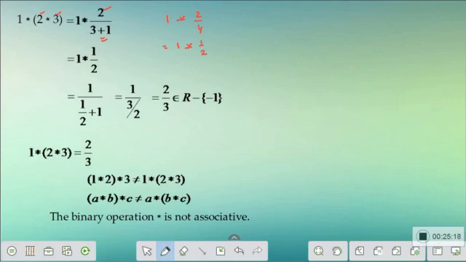Now you have the first element as 1 and second element as 1 by 2. You can see the first element in the numerator, second element plus 1 in the denominator. That simplifies to 1 by 3 by 2, which is nothing but 2 by 3. Again, this is also an element from the given set. So 1 star 2 star 3 equal to 2 by 3. So this is the answer for this operation.